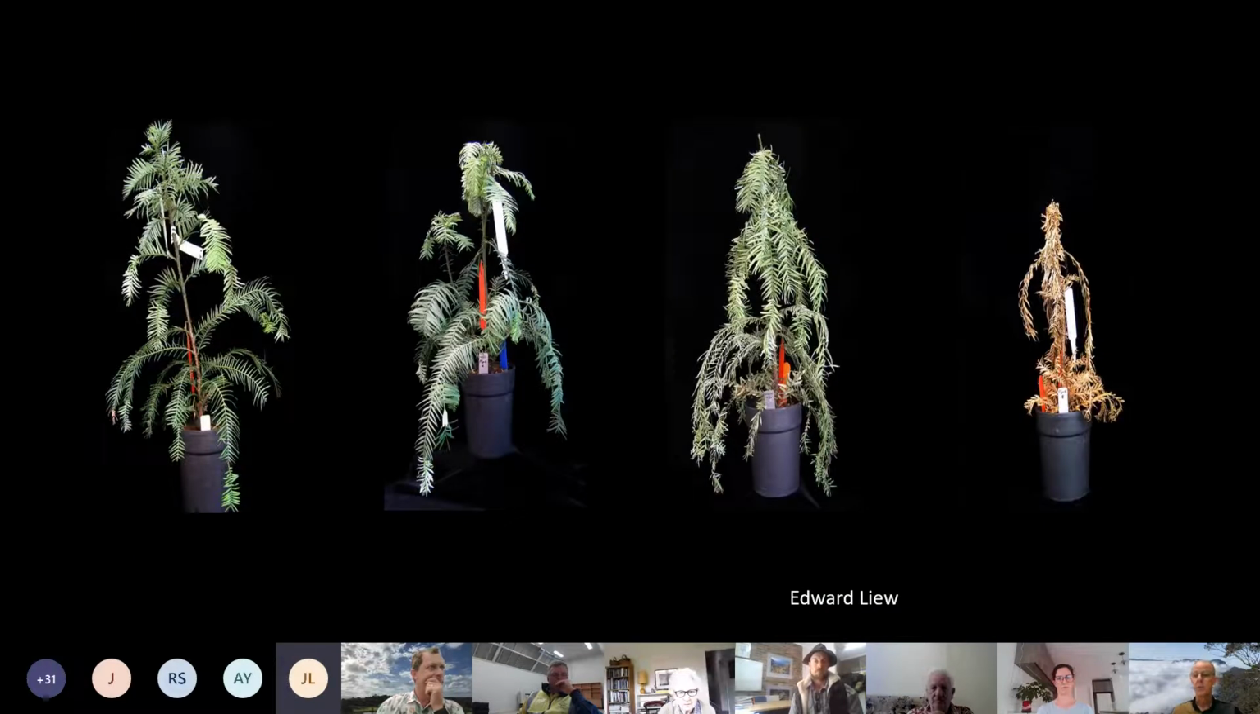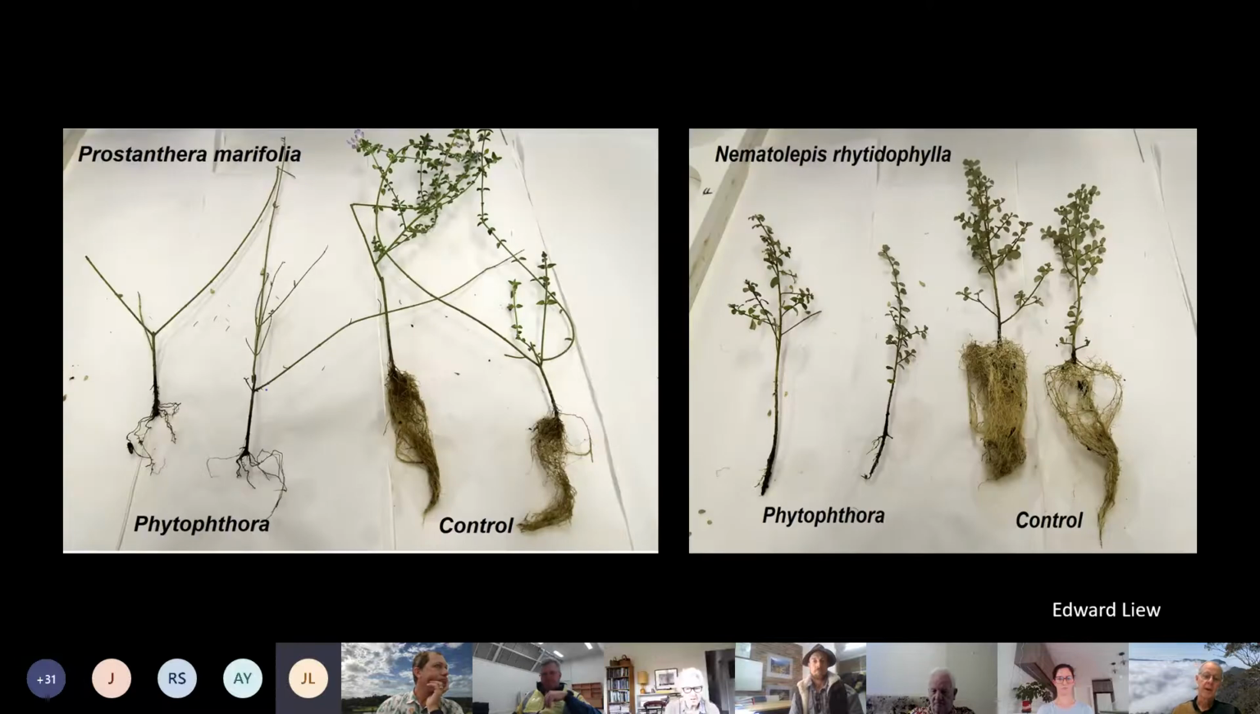Ed Liu did some work on the Wollemi pine, and you can see it's an enormously good indicator species for the presence of Phytophthora in a potting mix, and the symptoms develop dramatically and aggressively and are quite devastating in that situation. And of course, it's problematic in terms of the cultivation.